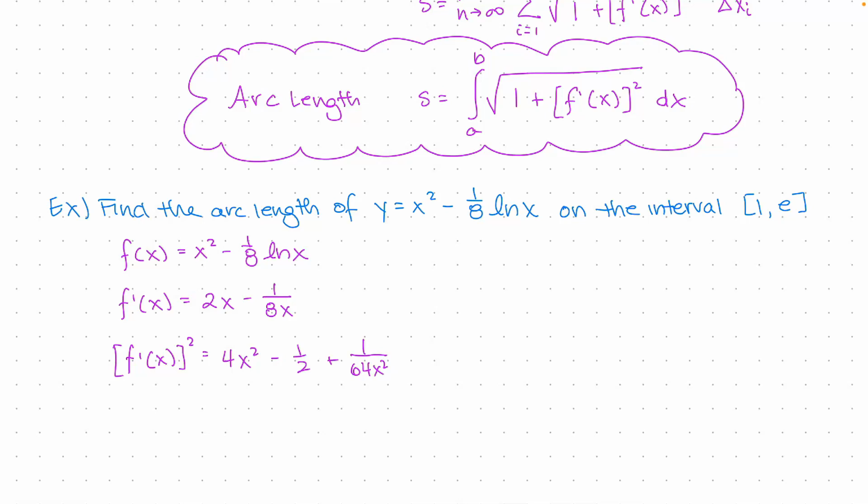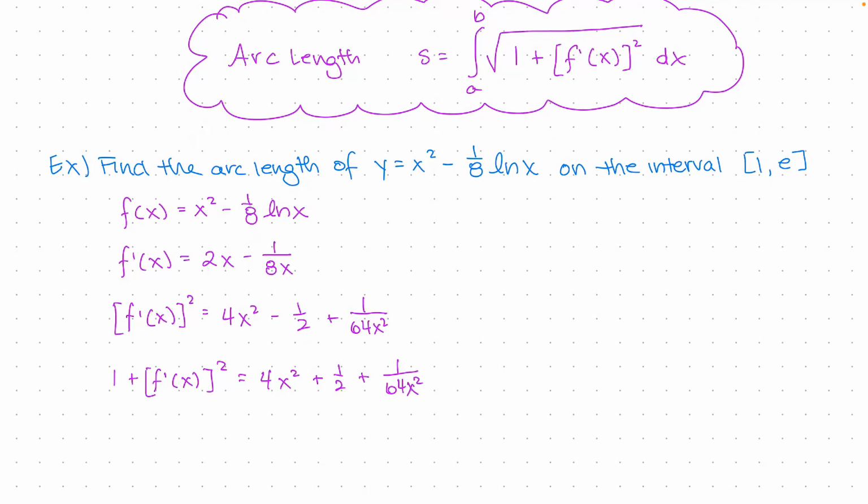And then 1 plus f prime of x squared. Well, that 1 is just going to get added to the negative 1/2. So it's going to turn that middle term into a plus 1/2. So we can go ahead and start working on our integral. So any questions about that?